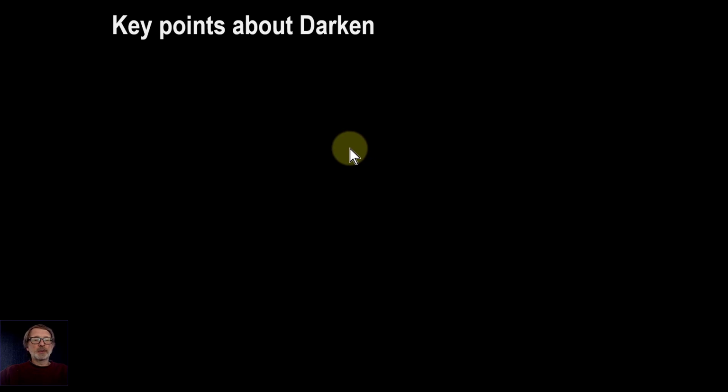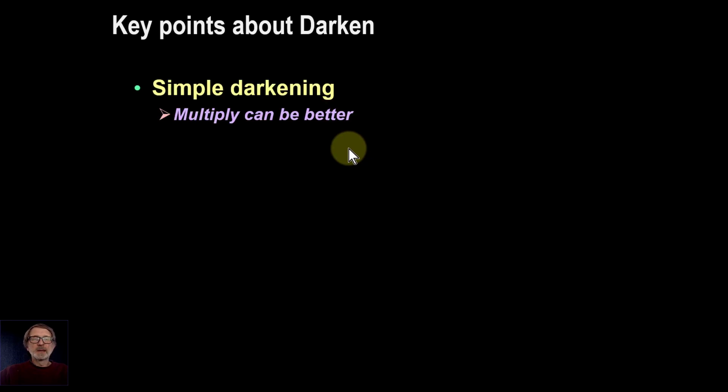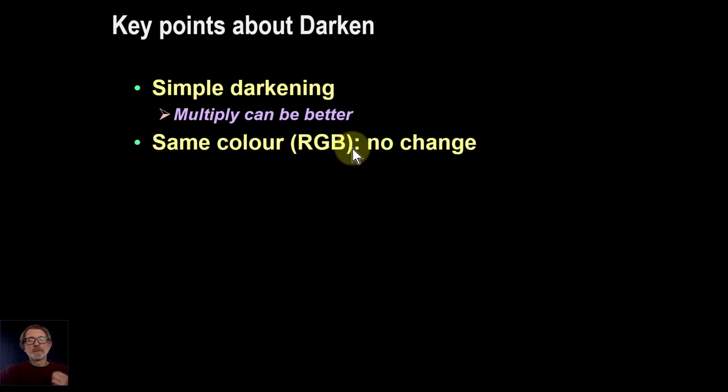Some key points about the darken blend mode: it's a simple way of darkening. Sometimes if you want to make something darker, try multiply. Something that is worth noticing is that if you've got two pixels exactly the same colour, when you apply darken, neither is darker than the other, so you end up with the same colour. With multiply, it's going to change.